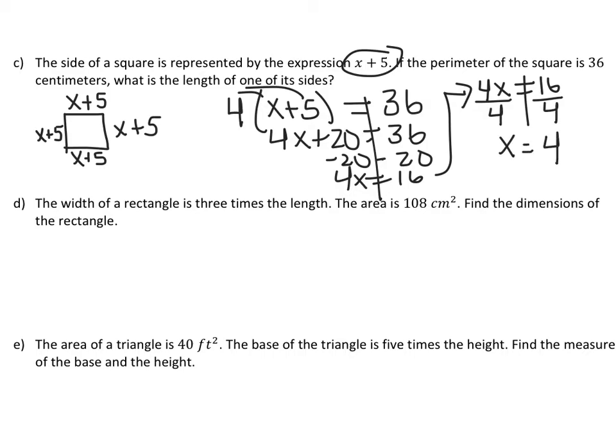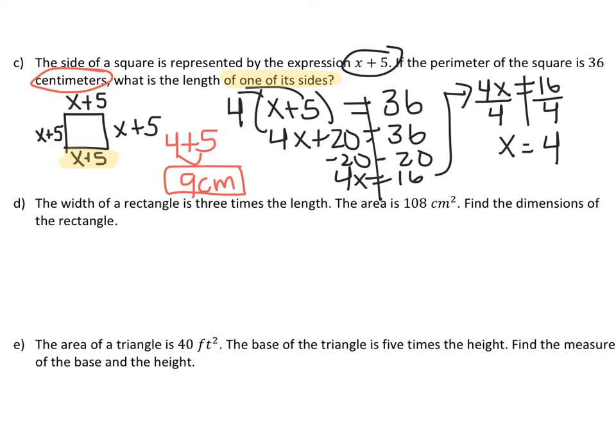Now it gives me what x equals, but that's not what we're looking for. We want to know the length of one of its sides. And remember, its sides are represented by x plus 5. So we're going to go ahead and take our 4 that we got as our value for x, and we're going to add it to 5. And we get 9 centimeters is the length of one side.